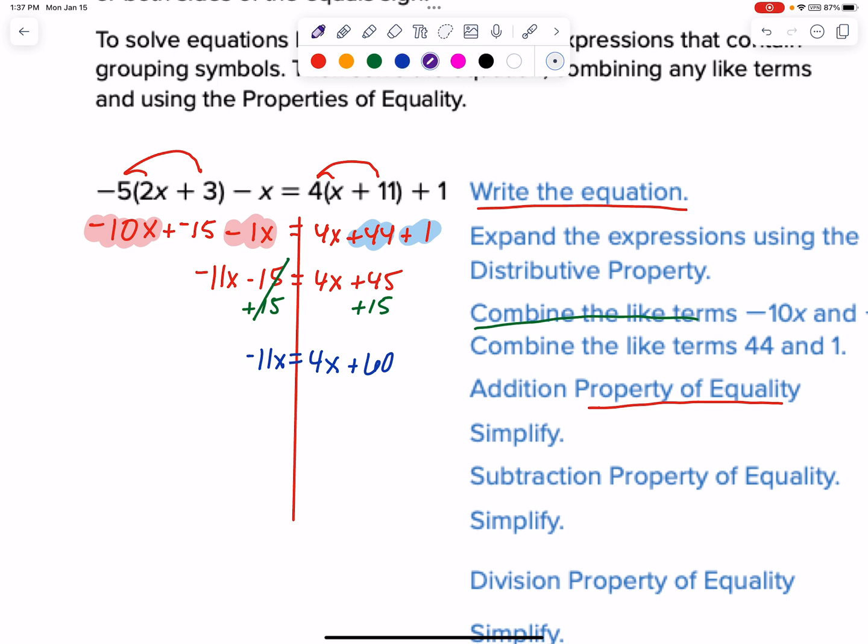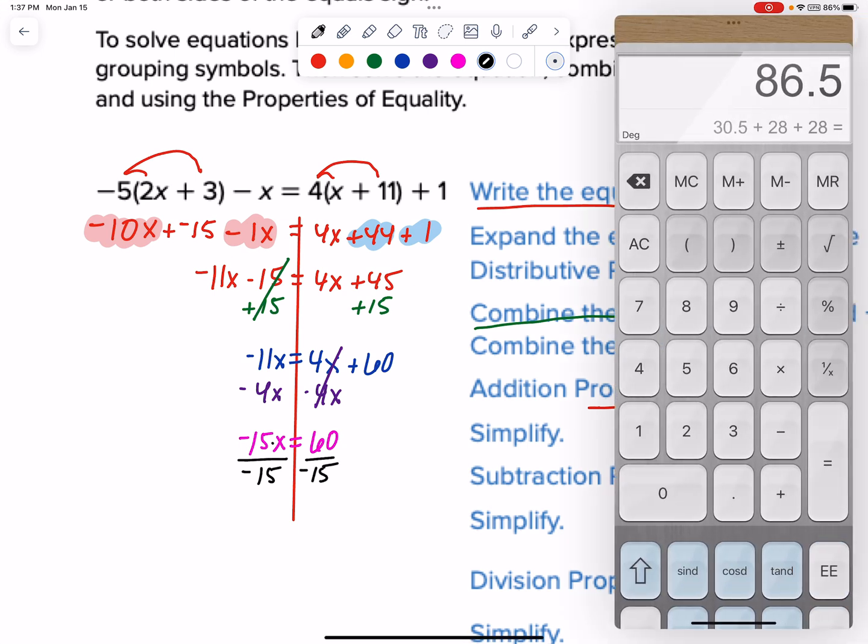All right, and then we need to get the x's on one side, so I'm going to subtract 4x on both sides here. Okay, so that goes away, and we're left with a negative 15x equals 60. And now we need to isolate the variable. We have an x times a negative 15, so we're going to divide by negative 15 on both sides. Okay, and then we have our 60 divided by 15. I know it's going to be negative, so that's a negative 4. So we have x equals negative 4.